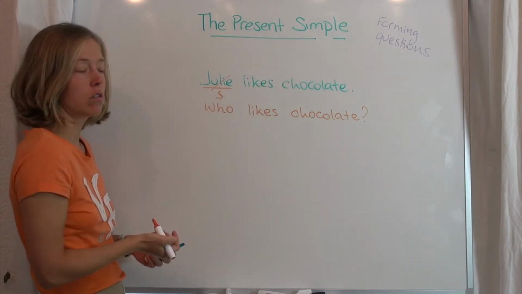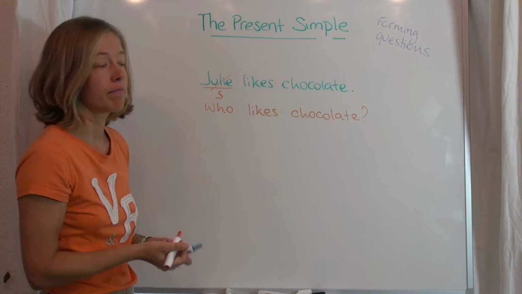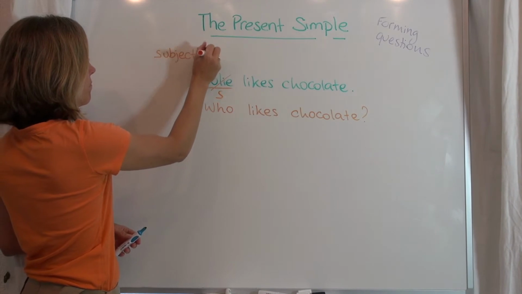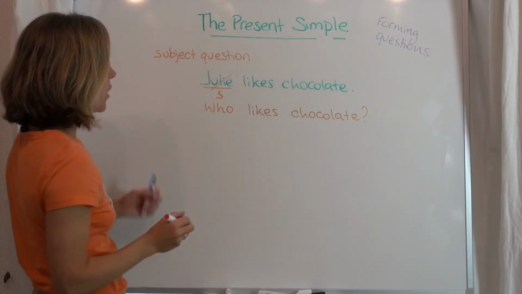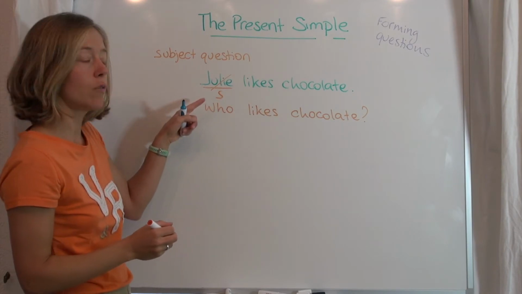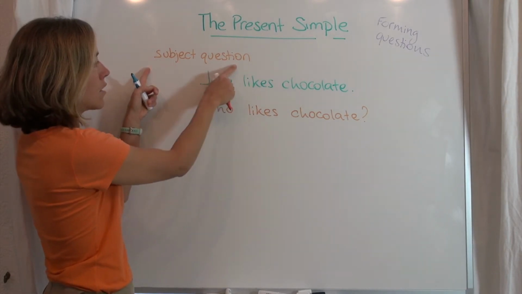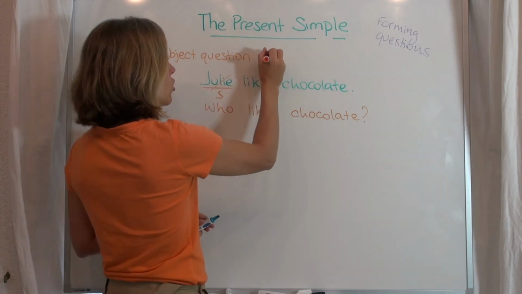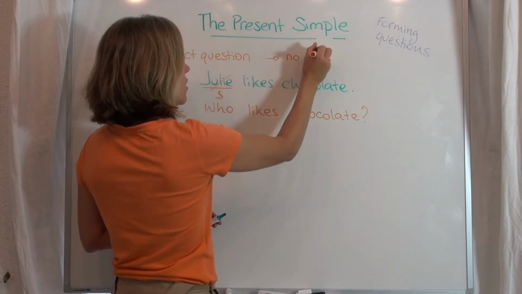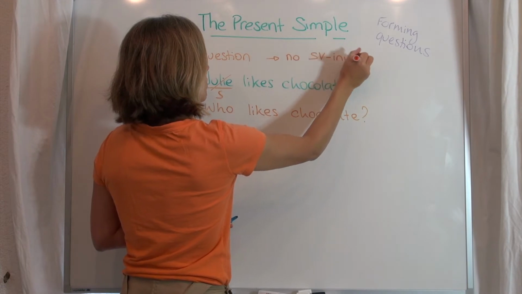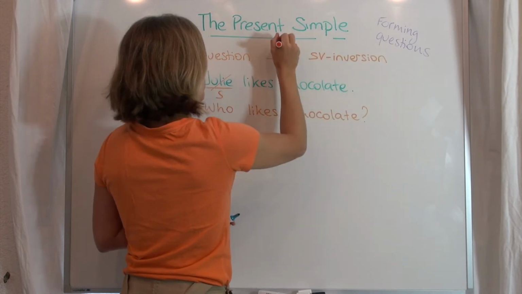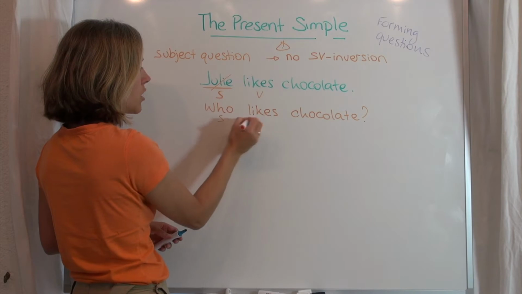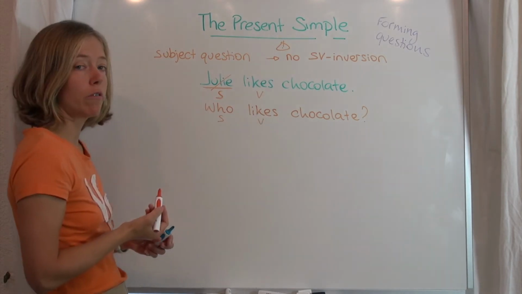Who likes chocolate? The answer is Julie. Julie likes chocolate. This is a subject question, because it asks about the subject. On pose une question sur le sujet. C'est subject question. Il n'y a pas d'inversion entre le verbe et le sujet. So there's no, let's say, subject verb inversion. Watch out. Subject verb stays subject verb, il n'y a pas d'inversion entre le sujet et le verbe.